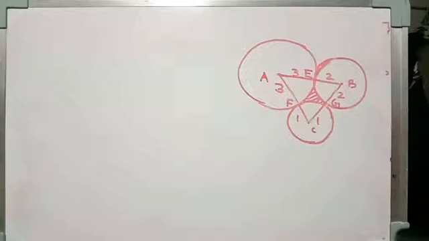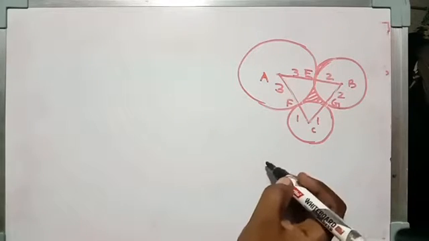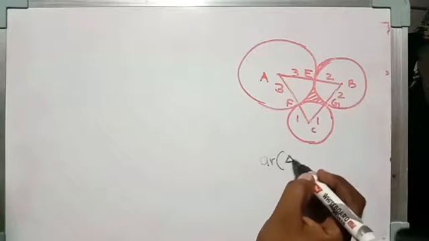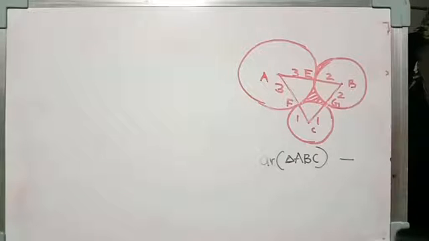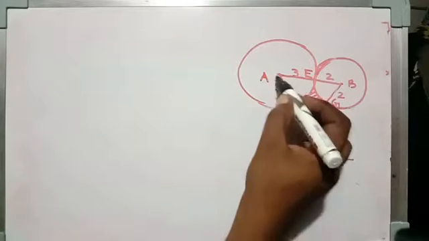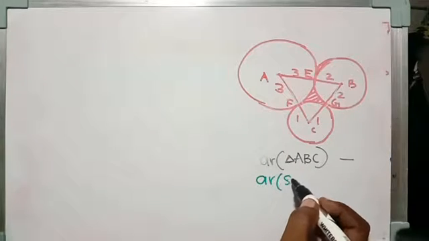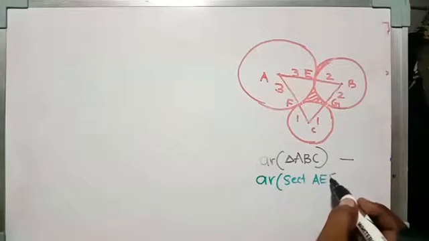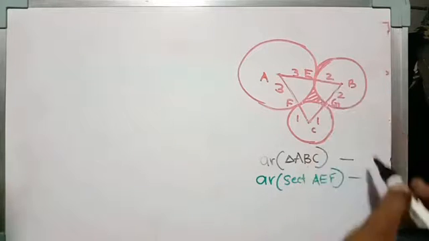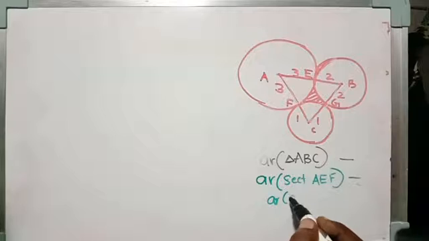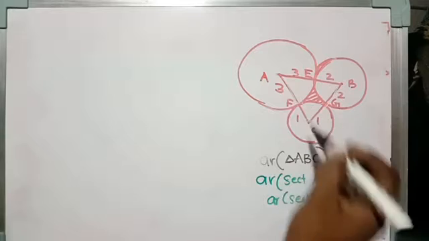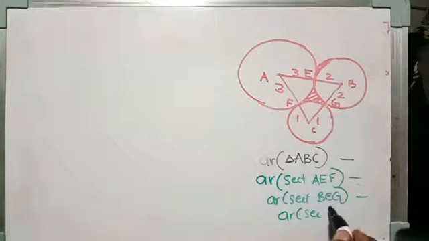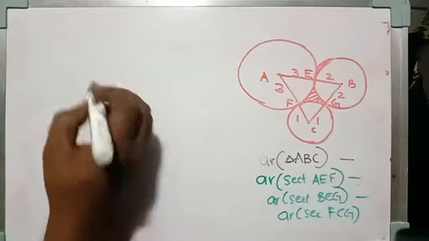So here also the area of the shaded region is very clear. We can find the area of shaded region by area of triangle ABC minus area of sector AEF minus area of sector BEG minus area of sector FCG. Isn't it? Just think.